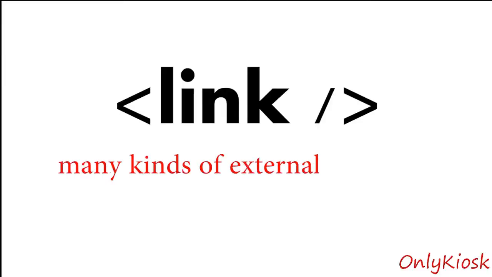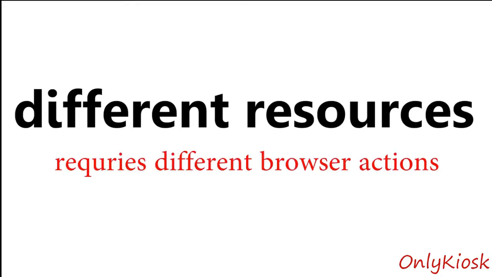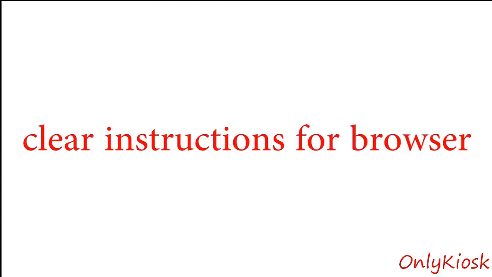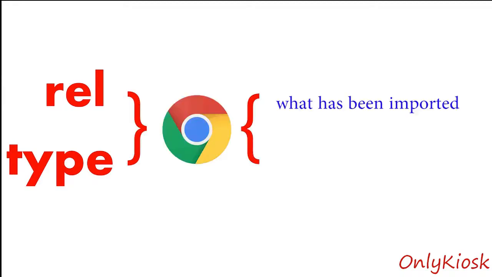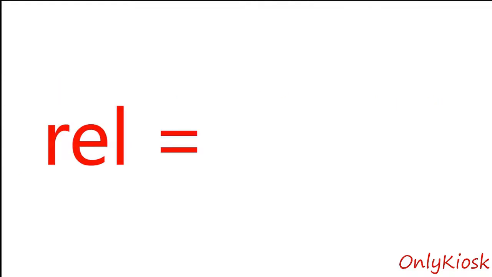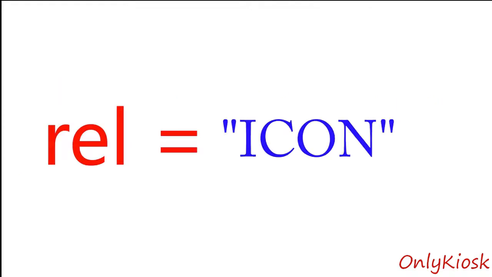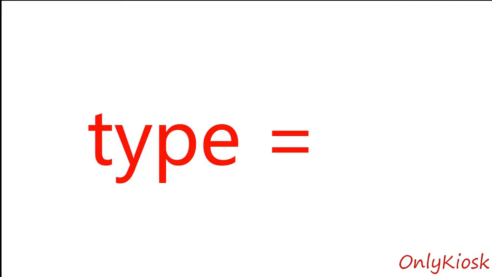The link tag can import many kinds of external resources. Different resources require the browser to take different actions. Therefore, you should tell the browser clearly what kind of external resource you have just imported. This is what the rel and type attributes are for. We use them to tell the system what we have imported and what it should do with those imported resources. The value you set to the rel attribute is icon. As for the type attribute, you set its value to image/x-icon.